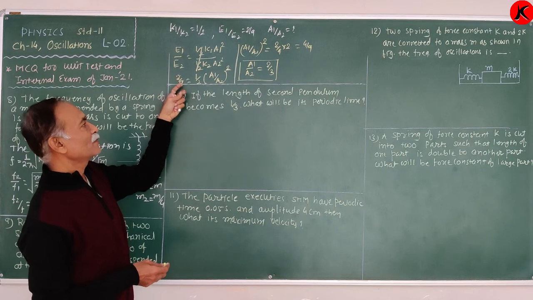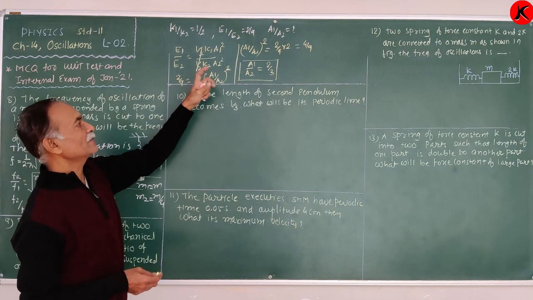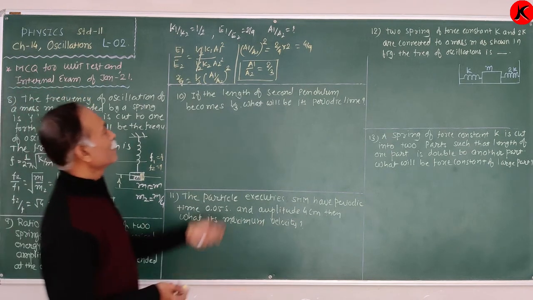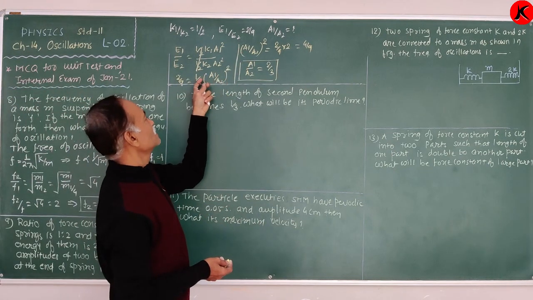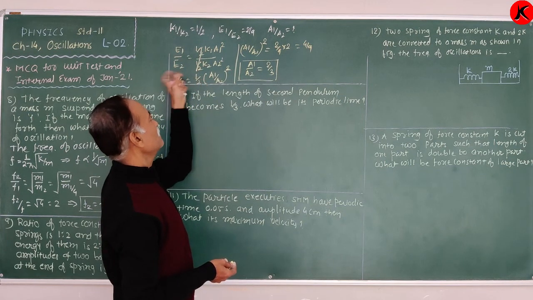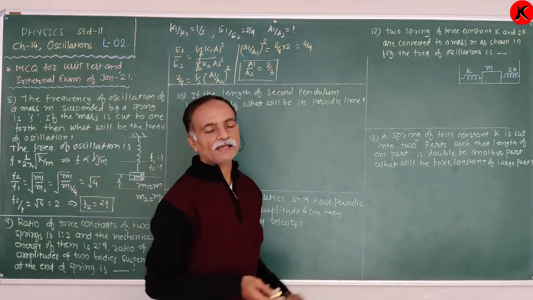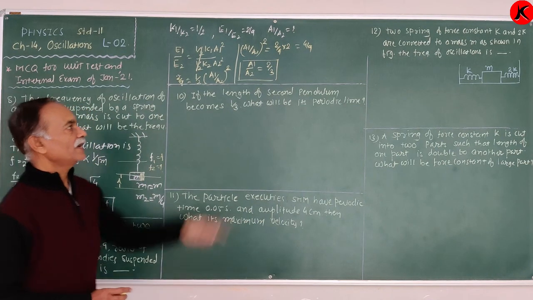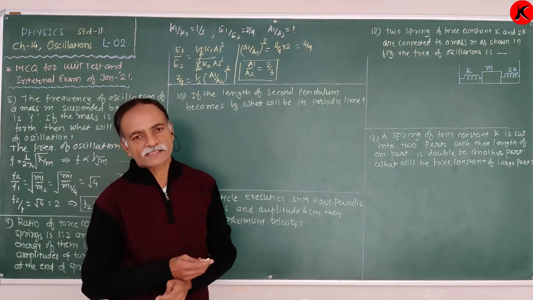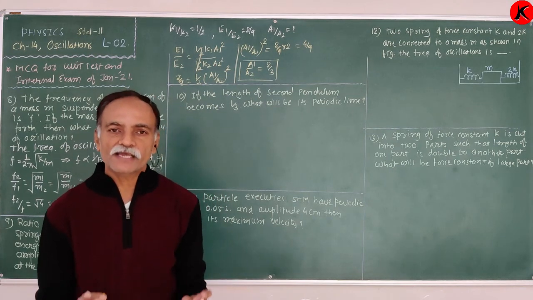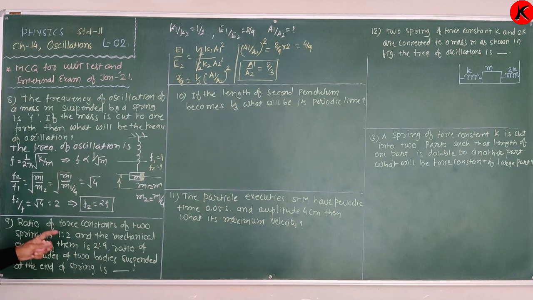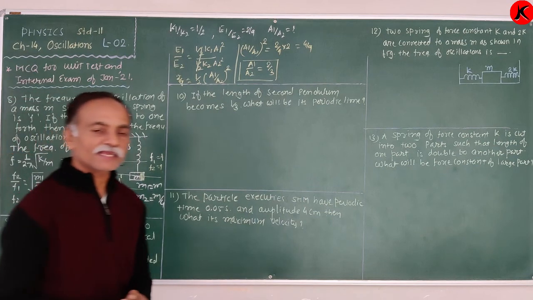Therefore, 2/9 is equal to 1/2 into bracket A1 upon A2 whole square. Therefore, A1 upon A2 whole square is equal to 2/9 multiplied by 2, that is 4/9. Taking the square root, we obtain A1 upon A2 is equal to 2/3. That is the ratio of the amplitude of the given two springs having the force constant ratio 1/2, and also the ratio of the mechanical energy 2/9.